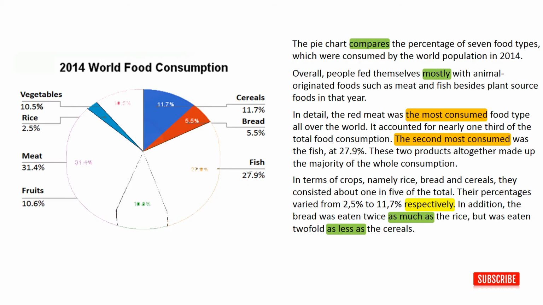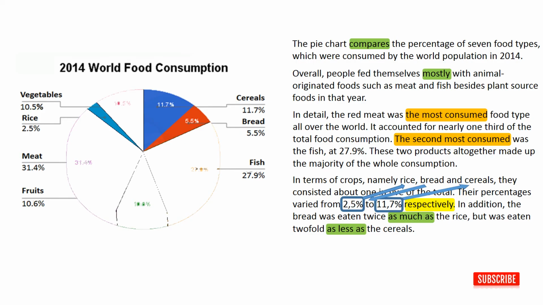Here, the word respectively means these provided percentages, in order, belong to the crops whose names were mentioned in the same order before. In other words, the first figure, 2.5%, is related to the rice consumption, and the last figure, 11.7%, is related to the cereals consumption, and the figure for bread can be found between the two figures.